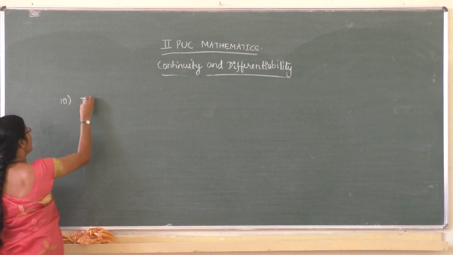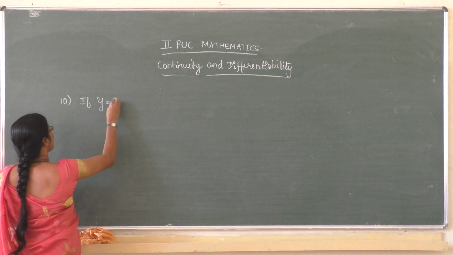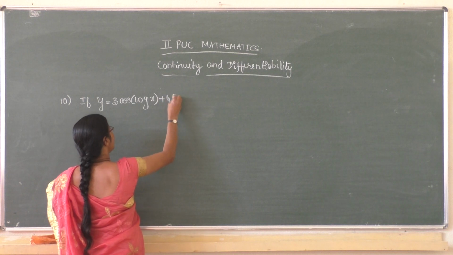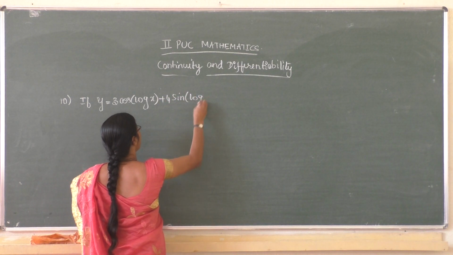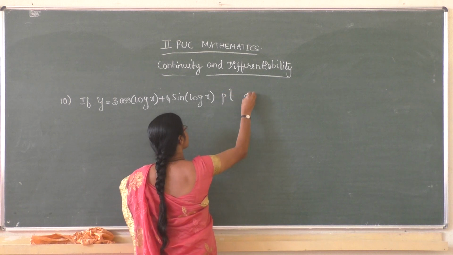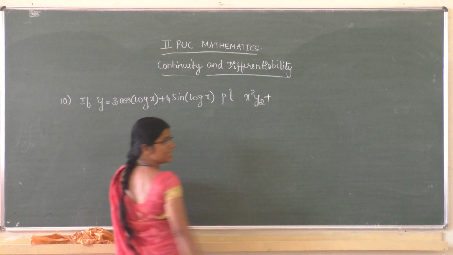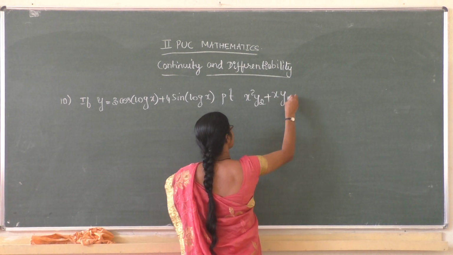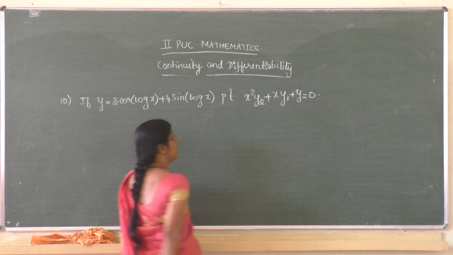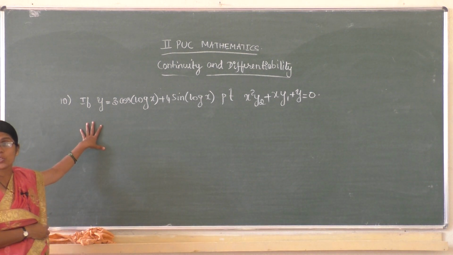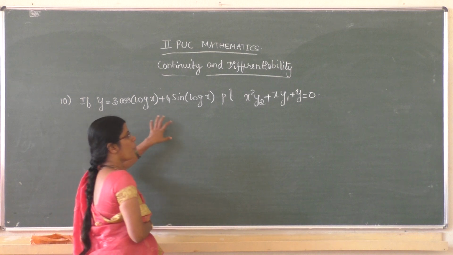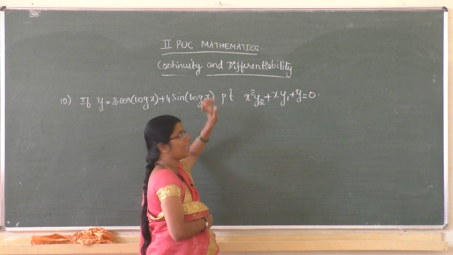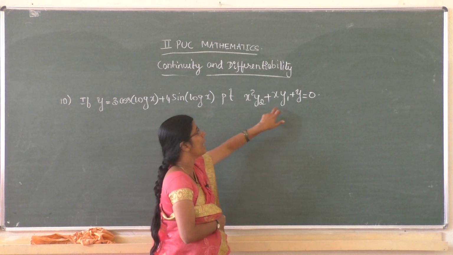If y equal to 3 cos log x plus 4 sin log x, prove that x square y2 plus xy1 plus y equal to 0. See here, the notation is changed. In the previous problems we had the notation d square y by dx square and dy by dx, but here we have y2 and y1.